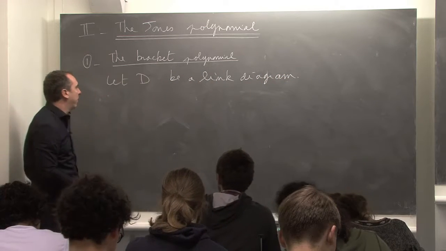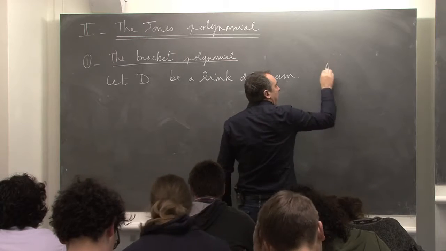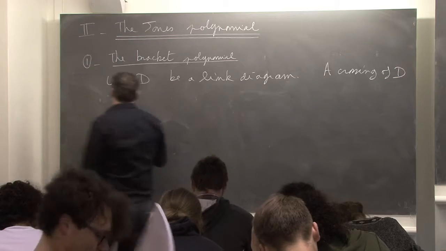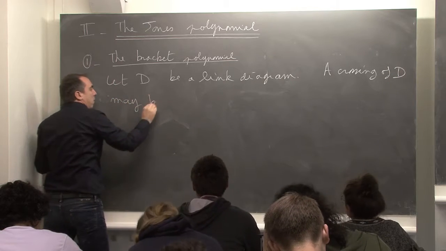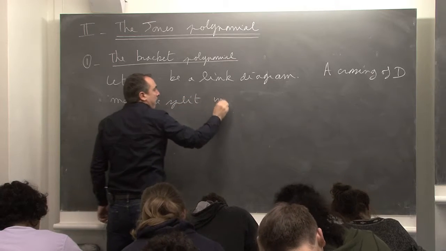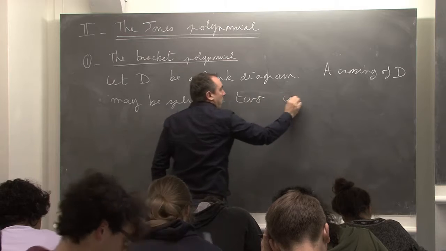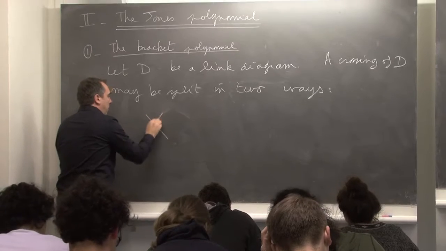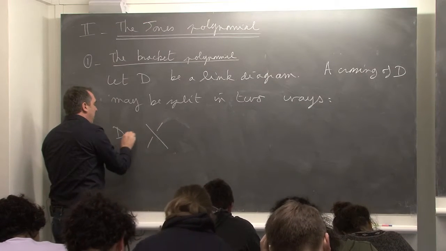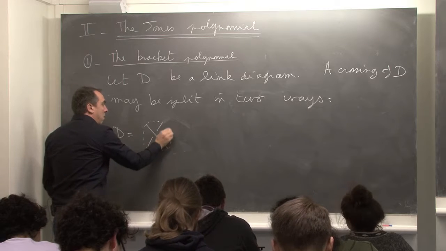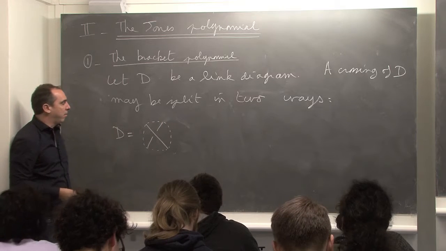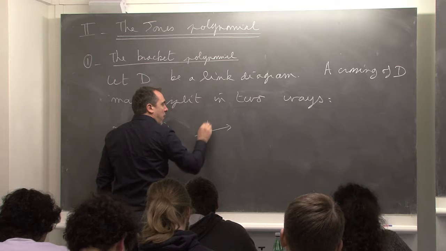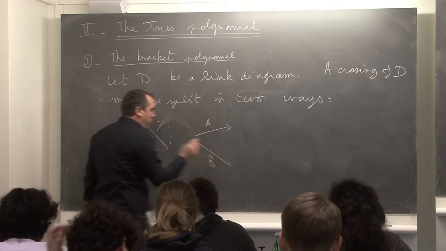Now, if you have a crossing of the diagram, it may be split in two ways. So consider the diagram D, and a crossing inside the diagram. So we can split into ways A and B as follows.